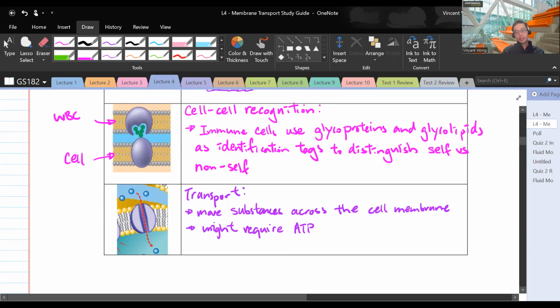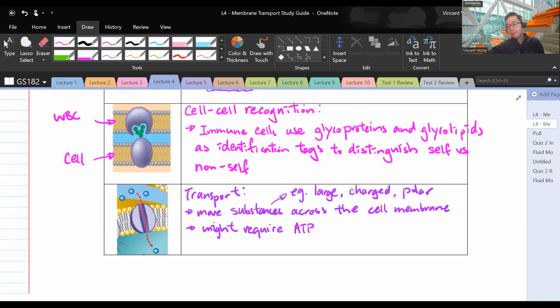And the kind of substances that it moves across would be things that are very large. Those don't cross the membrane on their own. They might be charged. Okay, they might be polar. And those things can't cross on their own, and therefore must rely on the help of a membrane protein. So that's the 6 functions associated with membrane proteins.